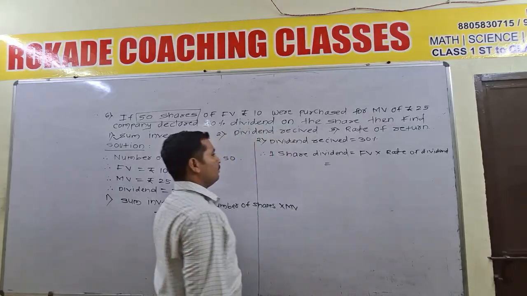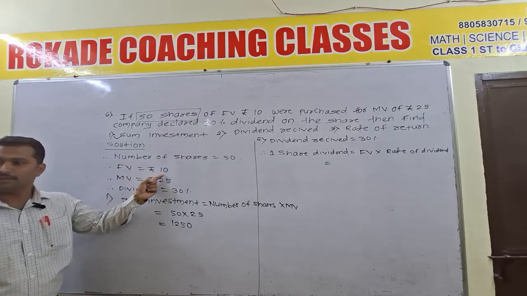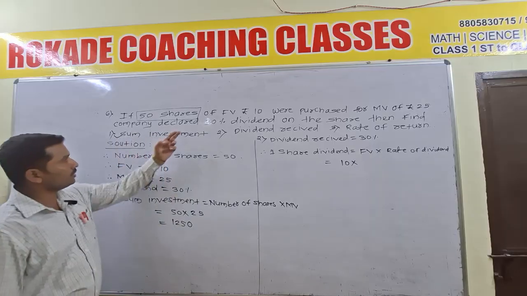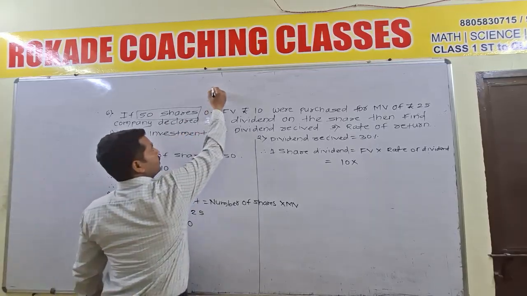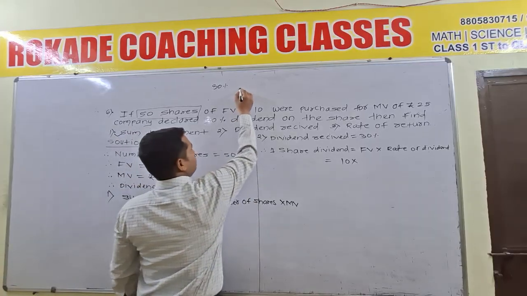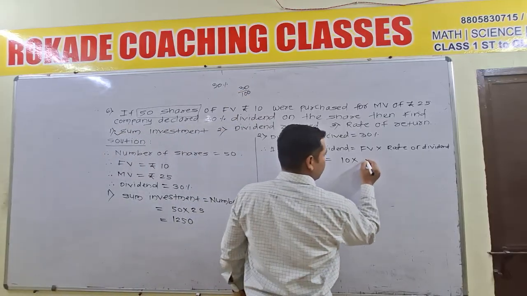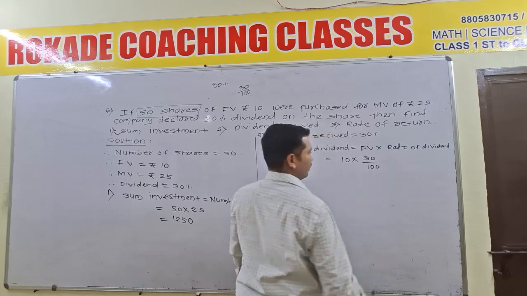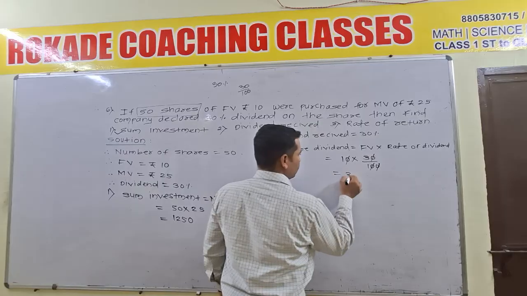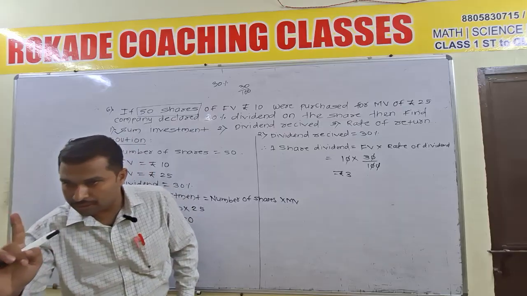Face value is 10 rupees. We write 10 multiplied by rate of dividend, 30%. What is the meaning of percent? 30% means 30 upon 100. So write 30 upon 100. Cancel the zeros, and 3 ones are 3. So one share dividend is 3 rupees.